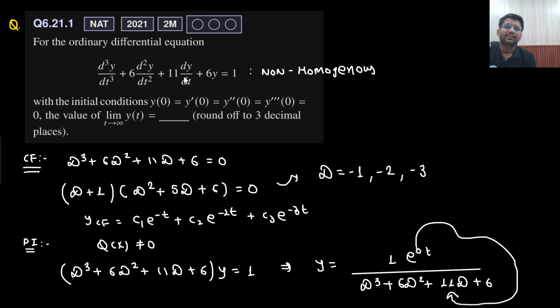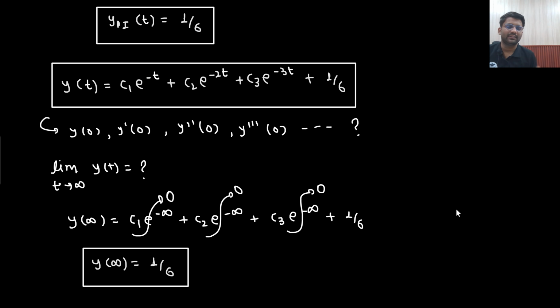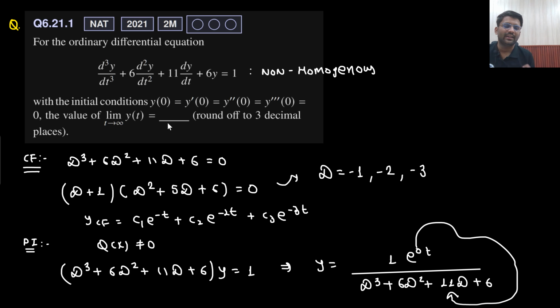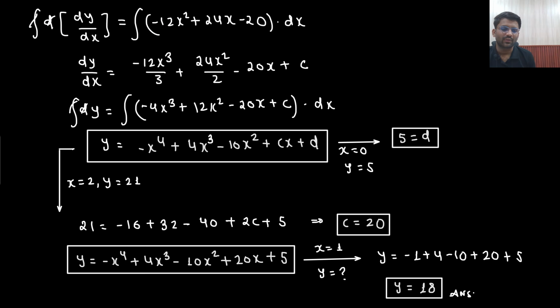How will I think? The CF will be there, but I don't need to calculate the CF because I know they are asking for the value at infinity in an integer type, NAT type question. That means the answer will be finite. So all the exponential terms will be dying down. They all will die down. Then only the PI will be left. PI is very easy: e to the power 0 t, so I put 0, and I am left with 1 by 6. That will be the answer. At infinity, only 1 by 6 will be left. That's it. So without picking up the pen, you can tell the answer will be 1 by 6. Is that understandable to you or not? Okay, so this question we have solved.